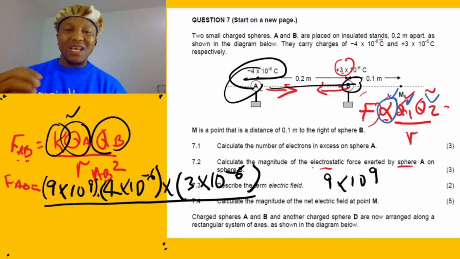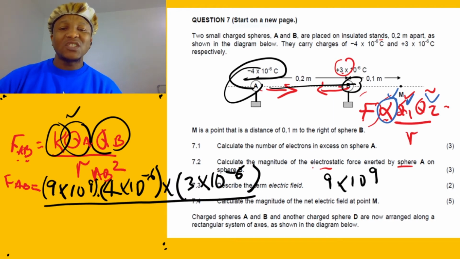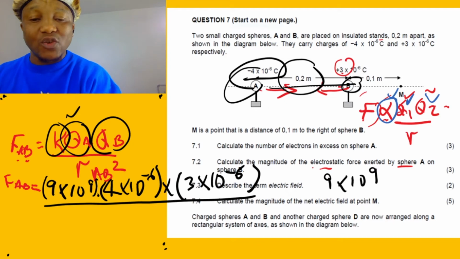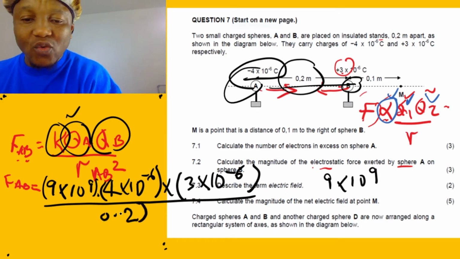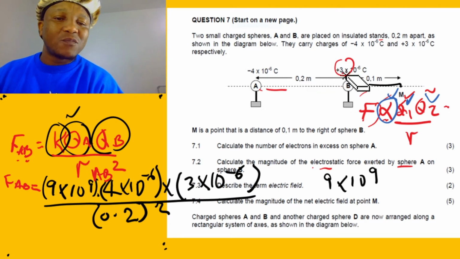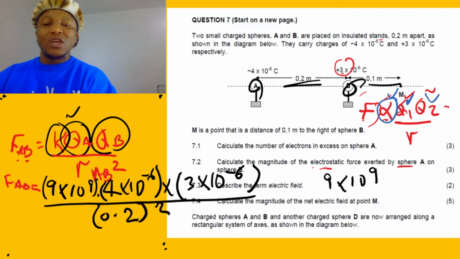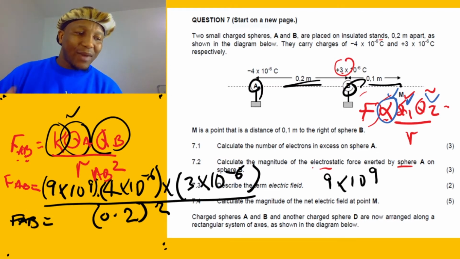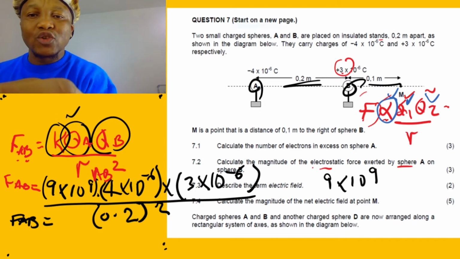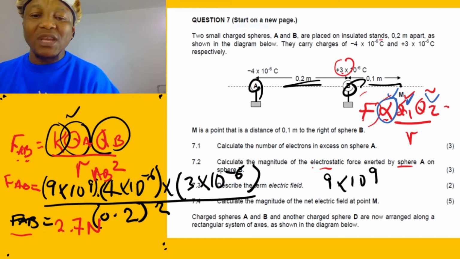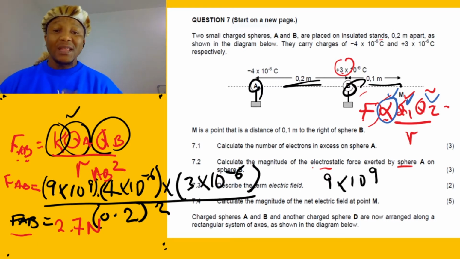If it's in centimeters or millimeters, make sure you change it to meters. But we're very lucky now, they give us the distance in meters already, because that's the unit of distance. So it's going to be 0.2, and then we square. Why do I take 0.2 and not 0.1? Because we want the electrostatic force between A and B, and the distance between them is 0.2. So now take your calculator and plug it in, and this gives us 2.7. Since it's a force, the unit is going to be Newton.